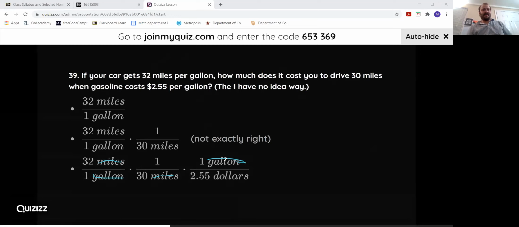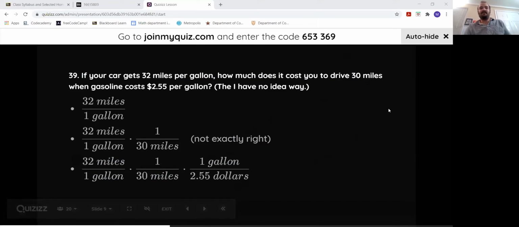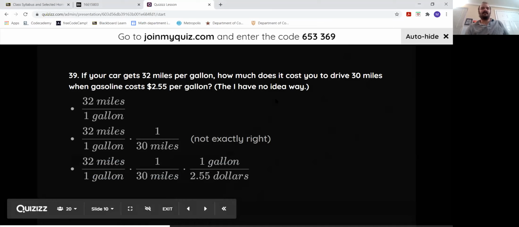My gallons here with my gallons here. So I set my gallons up so that they're opposite of each other. And I end up with dollars on bottom. So the only thing I really need to do is flip this around and I will have the correct answer. I got to do 30 times 2.55. And then I have to divide that by 32. I have to flip like this division operation around. But I have it pretty much set up, and it's set up pretty much correct. I could use that work, right, if I wanted to. It's not unsalvageable.